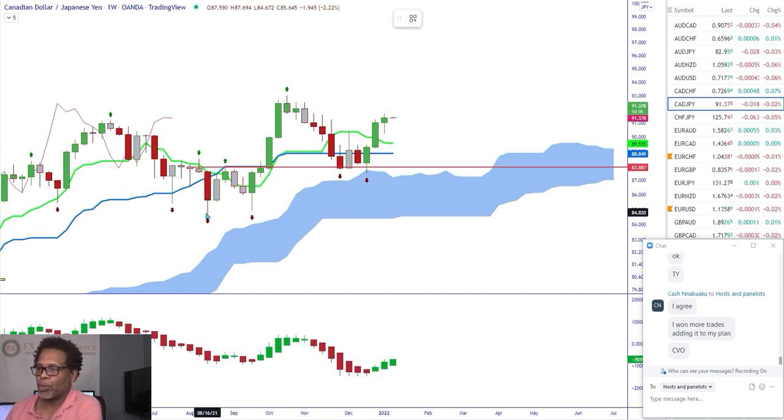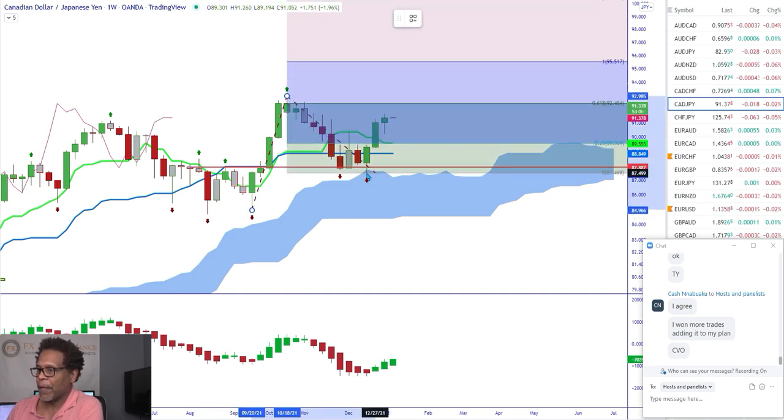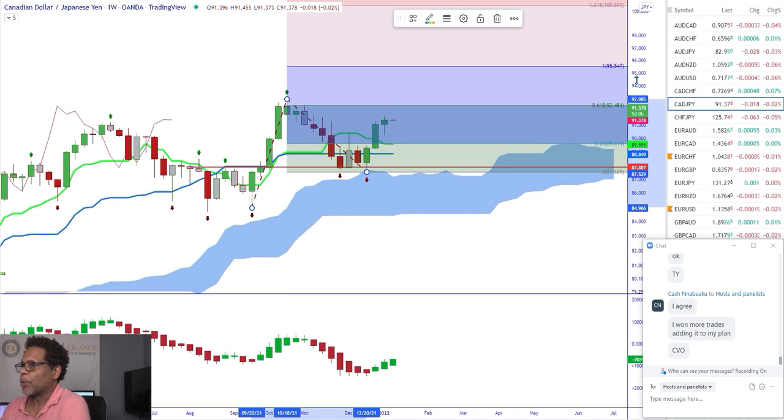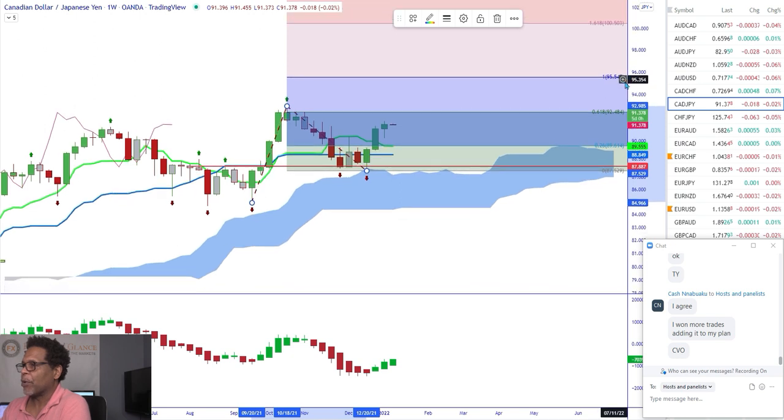So the next 2 levels we're looking at are, so we came from this low. Actually, we can mark it from here. And we went to this low. So we have 1, 2, 3. Where's our target? This would be our 1-to-1 right there. So we would be looking at the market getting up to 95.547 if it could get through this level.